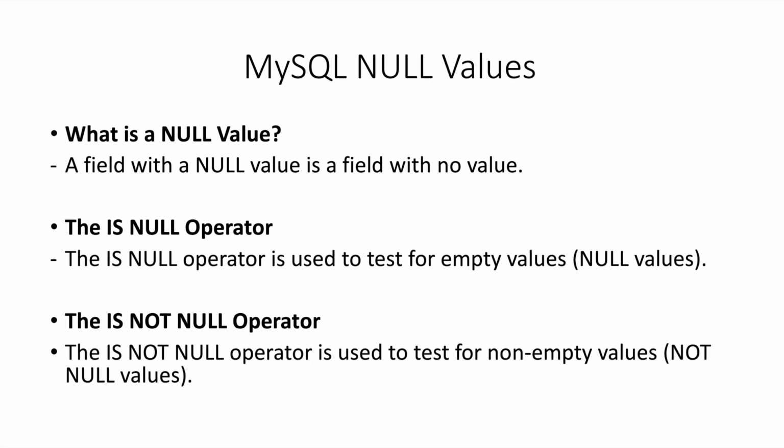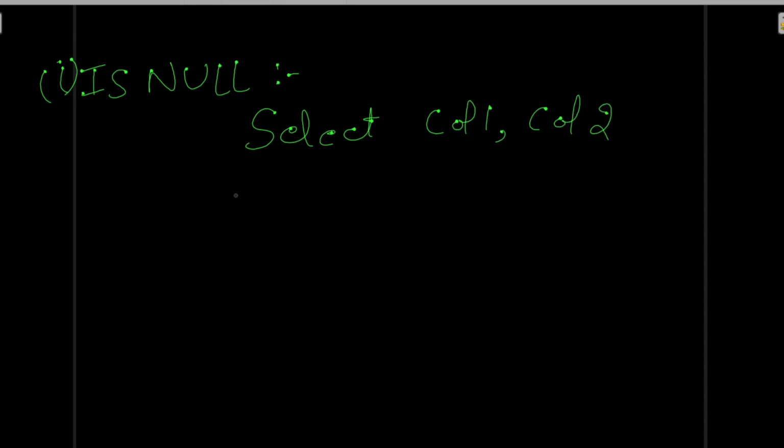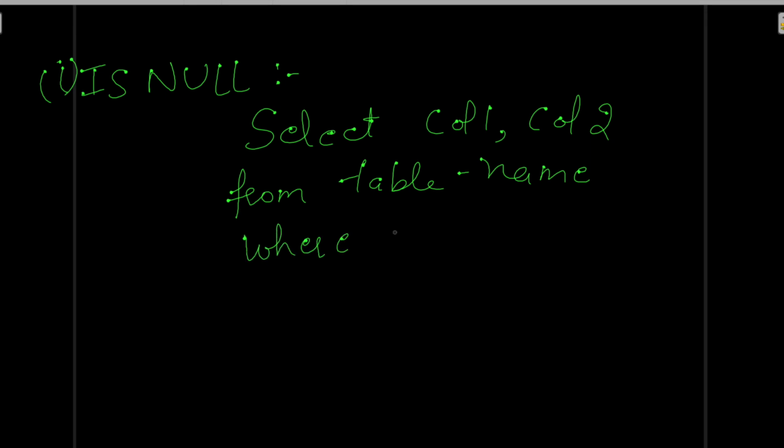So let's understand the syntax first and then we'll try to execute the queries. So the first one is IS NULL. Simply you need to write your select statement. That means select column 1, column 2 from table name and then you need to put your condition. And here in this case, what is our condition? Where that particular column, any column, is null. That means that particular column is empty and you want to now update the value of that.